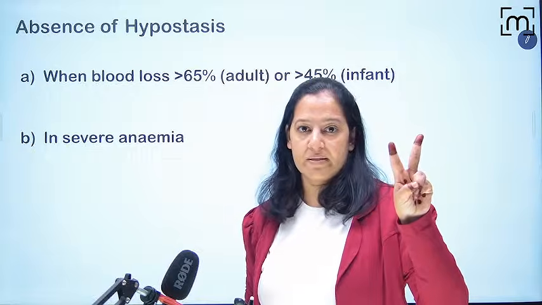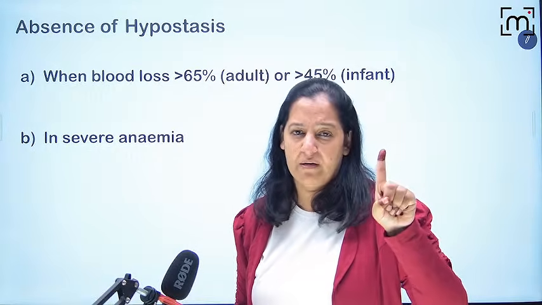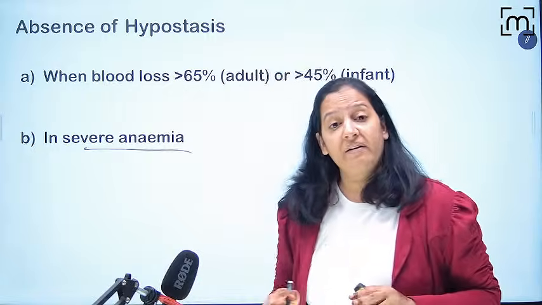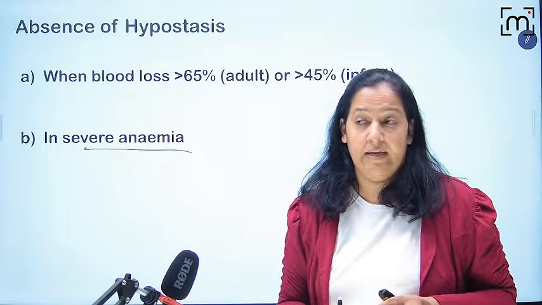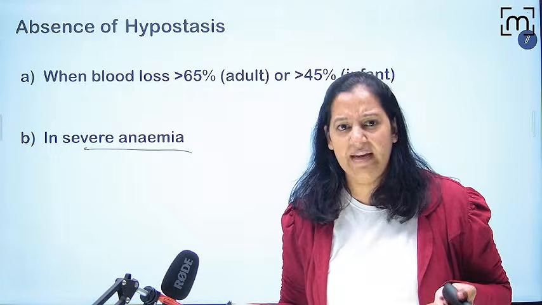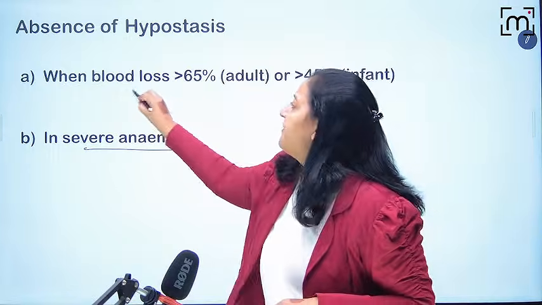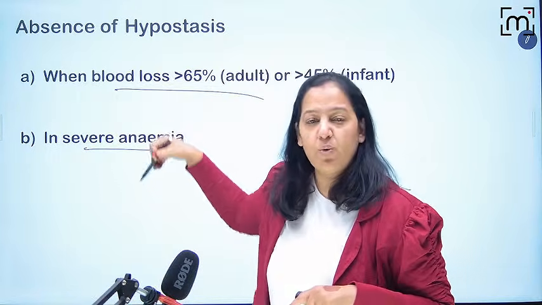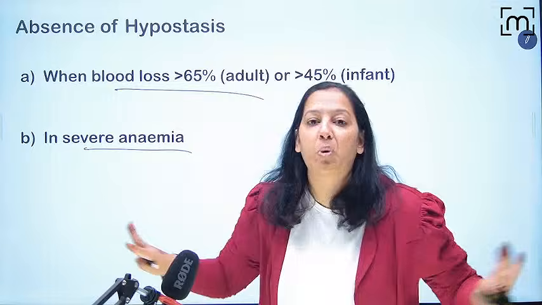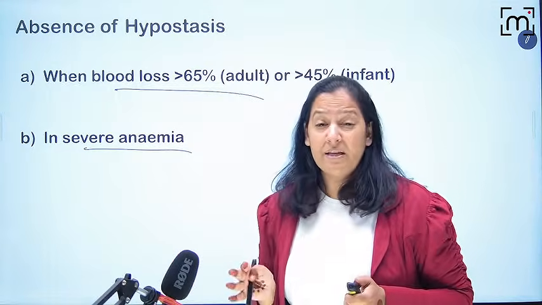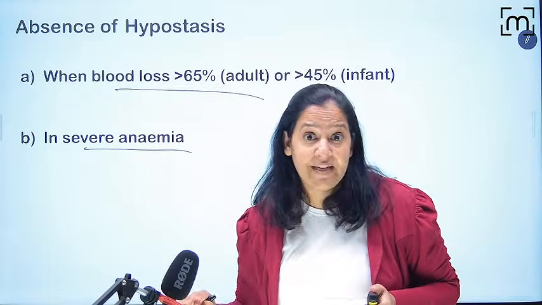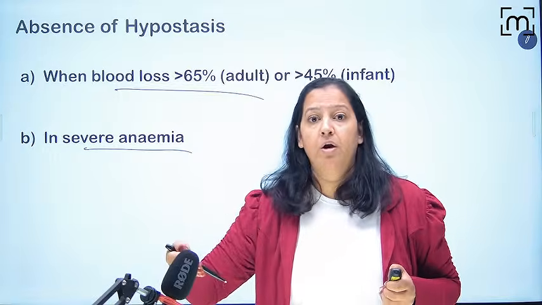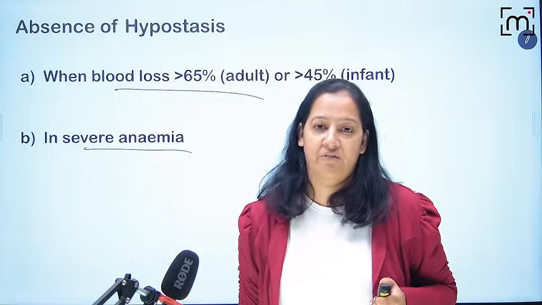Lividity is absent in two cases. Whether the person is severely anemic, with reduced hemoglobin, or whenever there is severe blood loss before death. Example, accident, surgery, any case of severe blood loss, more than 65% of the blood. So either there is severe anemia or severe blood loss. In these two cases, after death, there is no lividity. So lividity gives many clues to the forensic expert and helps the expert come to a conclusion on the cause of death and the approximate time of death. You are getting my point?